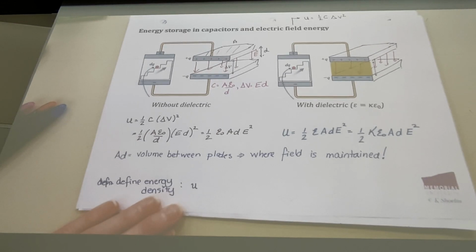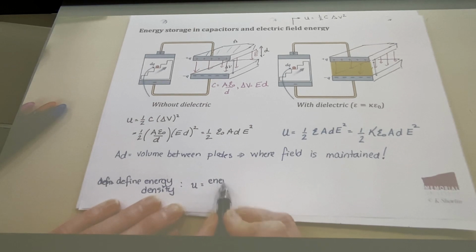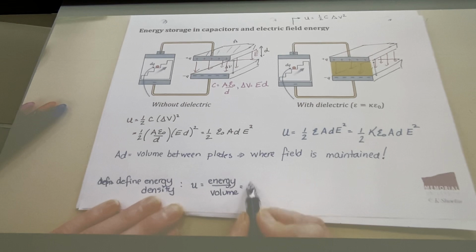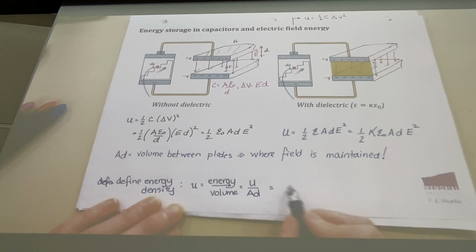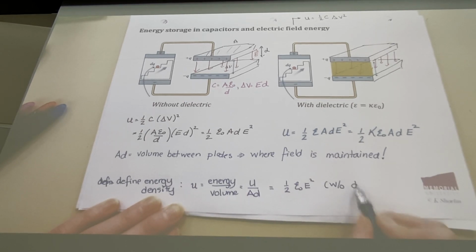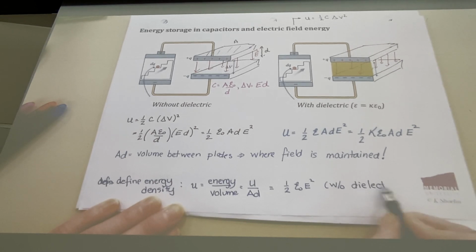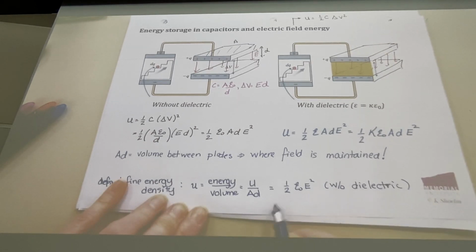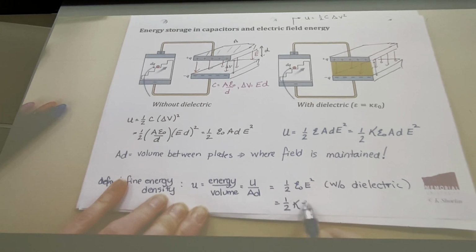Energy density is a little u. I'm going to try and be careful with my handwriting. So a little u, which is going to be the total energy divided by the total volume, which is big U divided by the volume, which is A times D, which equals 1/2 times epsilon naught times E squared. That's without the dielectric. Or 1/2 times kappa epsilon naught times E squared with the dielectric.